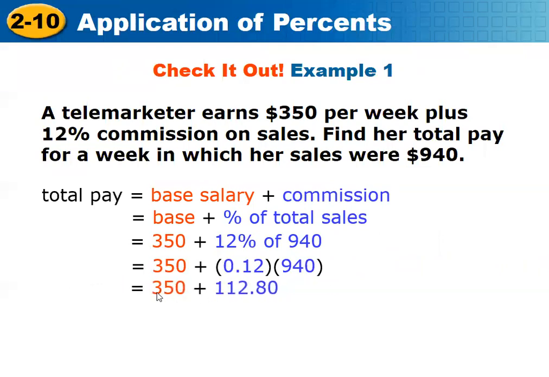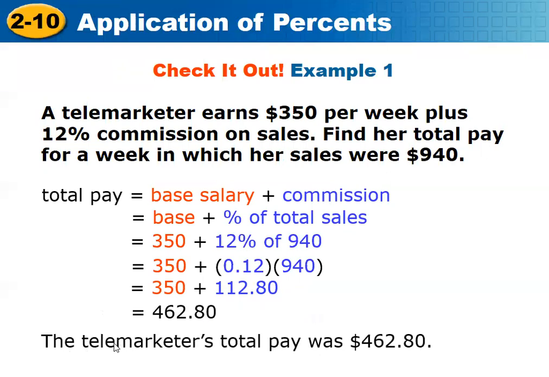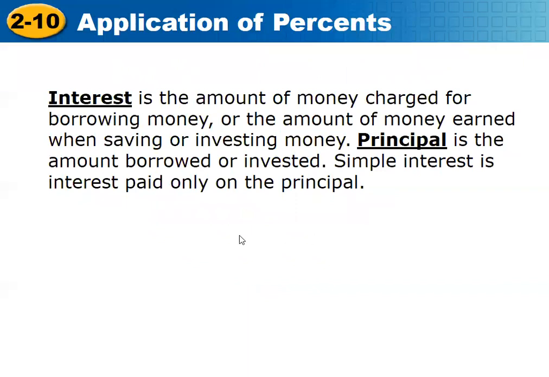So the answer will be 350 plus 112.8. We will add them together. So the answer will be 462.80, which means the telemarketer's total pay was $462.80. So this is how we can use commission in our real life. We will move now to another part for applications on percent.